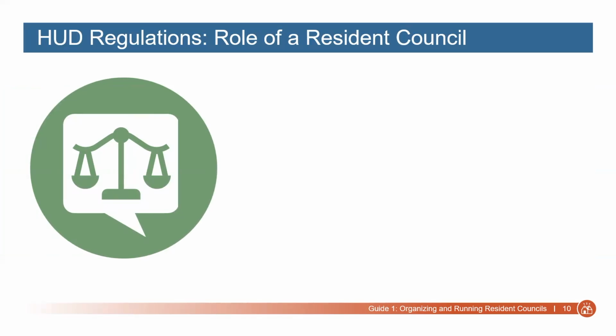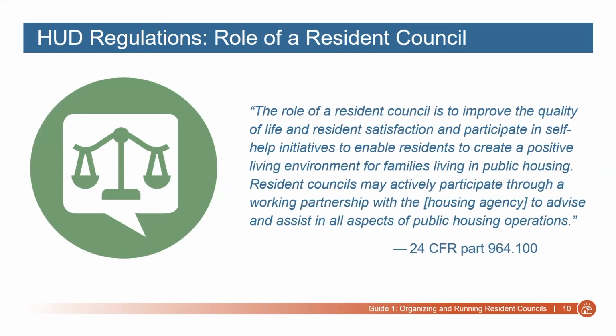Federal regulations set out guidelines related to resident councils and public housing. These regulations state that the role of a resident council is to improve the quality of life and resident satisfaction and participate in self-help initiatives to enable residents to create a positive living environment for families living in public housing. Resident councils may actively participate through a working relationship with the housing agency to advise and assist in all aspects of public housing operations. These regulations can be found in 24 CFR Part 964.100.